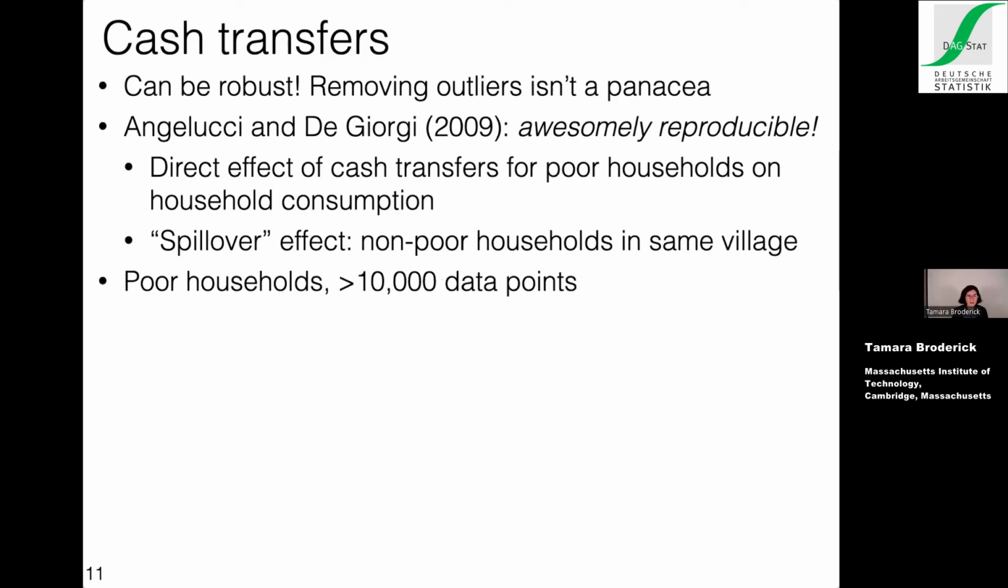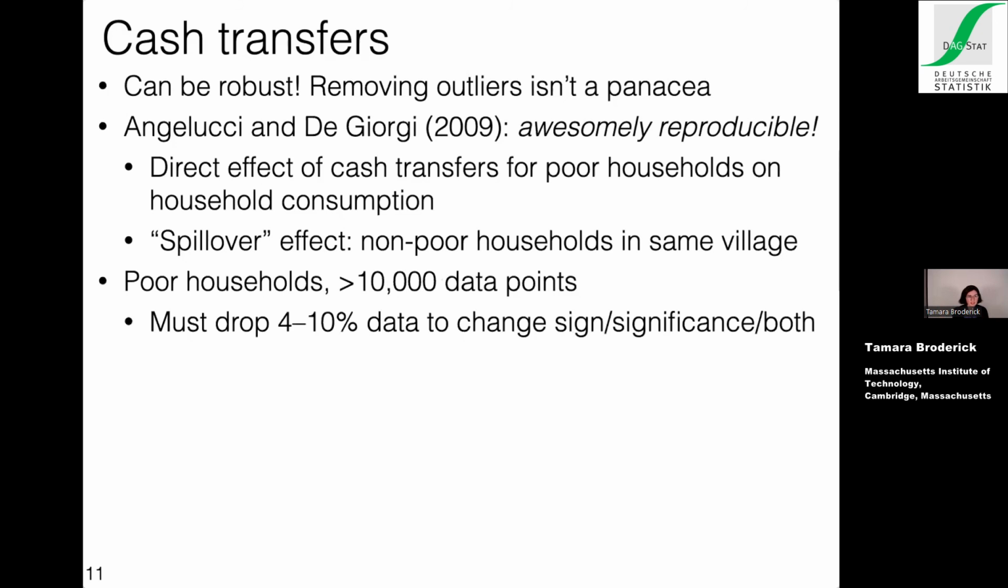First, let's look at poor households. There were over 10,000 data points in the poor households part of the study. And we find that you have to drop a lot of the data to change your analysis. The reason that I have a range here is that we looked at changing the sign of the effect, changing the significance, and changing both the sign and the significance. They all took a lot of data, at least 4%, if not 10% of the data being dropped to change the analysis. So we can't conclude the kind of non-robustness that we can when we drop 0.1% of the data or some very small amount and change the analysis.